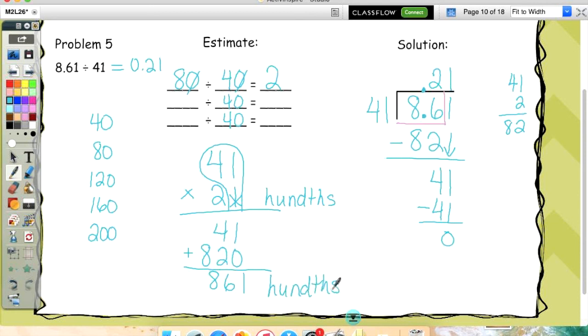All right, so what do we have? 861 hundredths, or 8.61, or 8 and 61 hundredths. Okay, how do you feel about it?